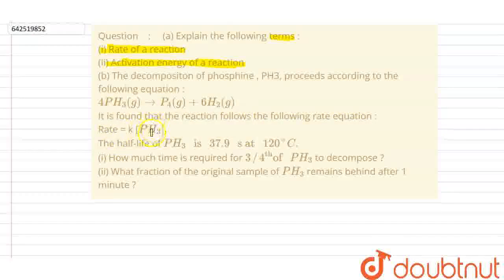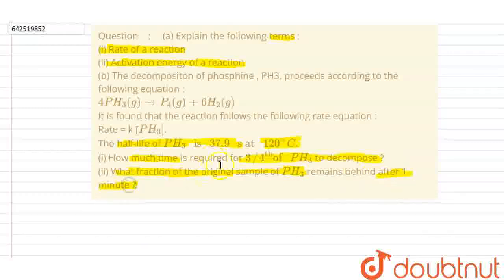Rate is equal to K of phosphine. So the half-life of phosphine is 37.9 seconds at 120 degrees centigrade. How much time is required for 3/4 of phosphine to decompose? And the second question is, what fraction of the original sample of phosphine remains behind after 1 minute?